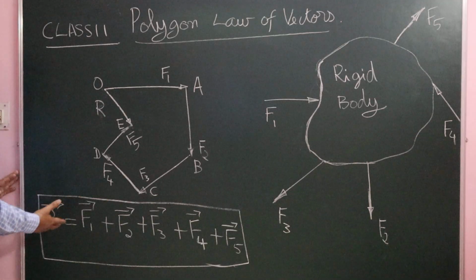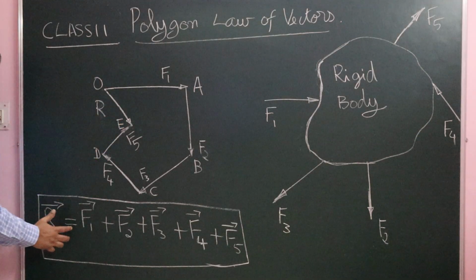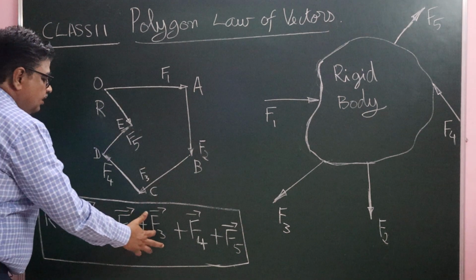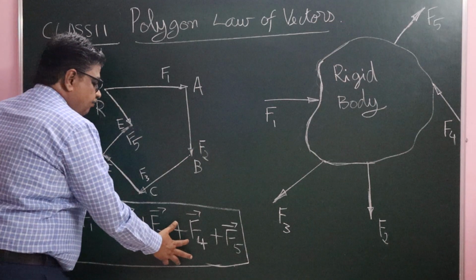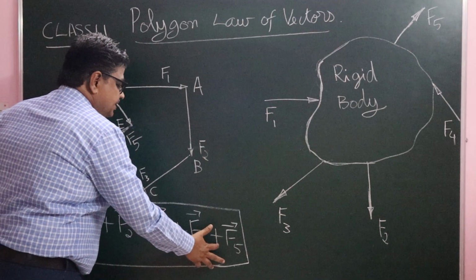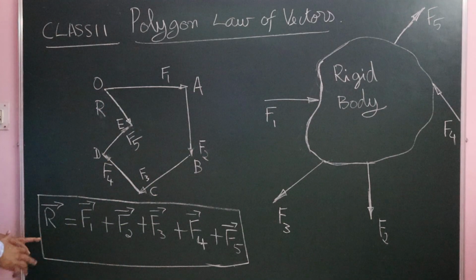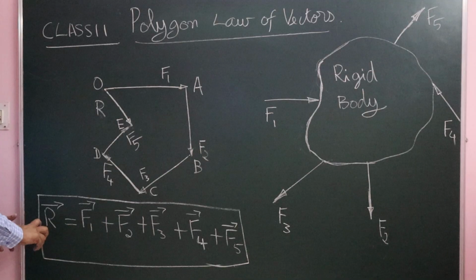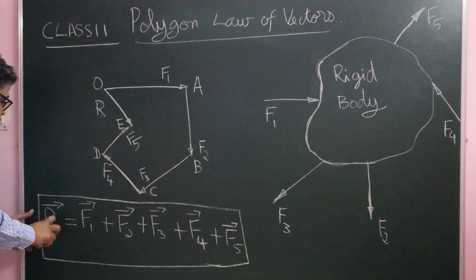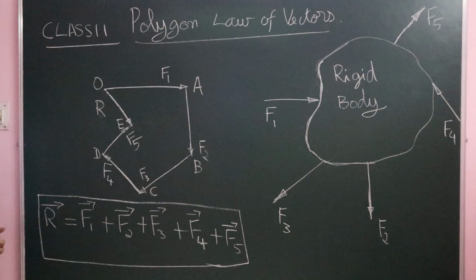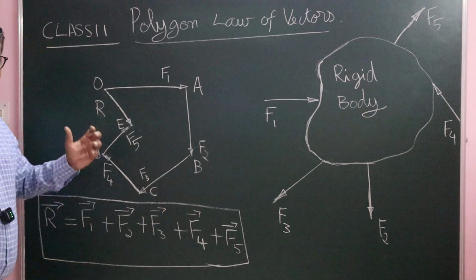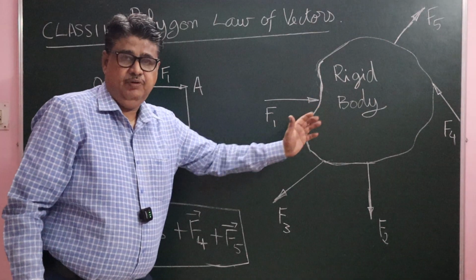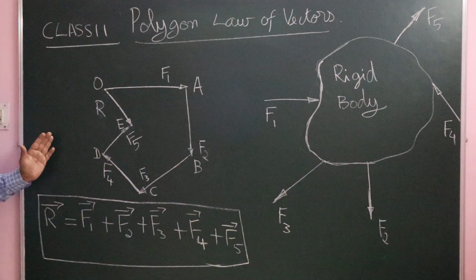So we can add this. R vector is the resultant force, F1 vector, that is force F1, plus F2 vector, force F2, plus F3 vector, force F3, plus F4 vector, force F4, plus F5 vector, force F5. So this is the resultant force, right? This resultant vector produces the same effect as that produced by the system of vectors or the system of forces on the rigid body. This is called Polygon Law of Vectors.